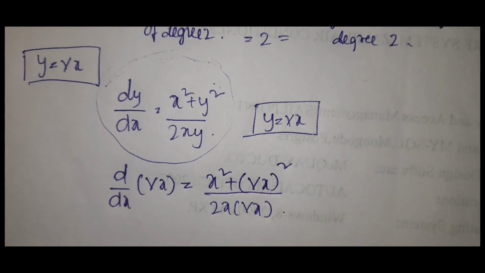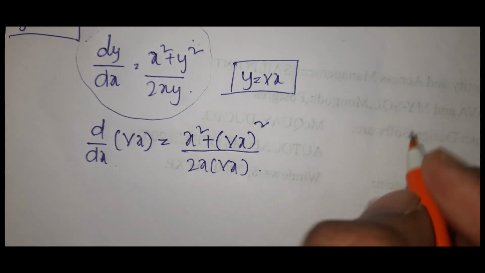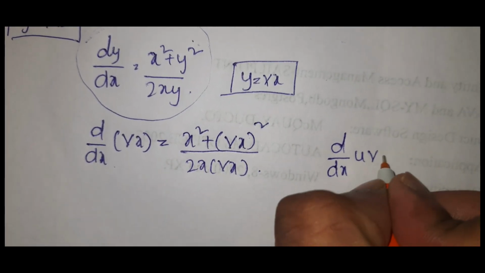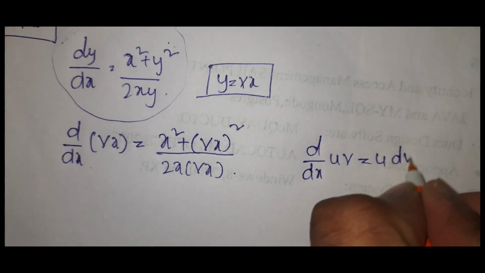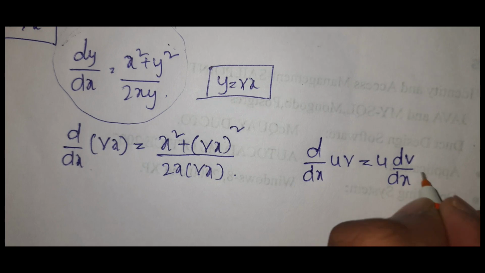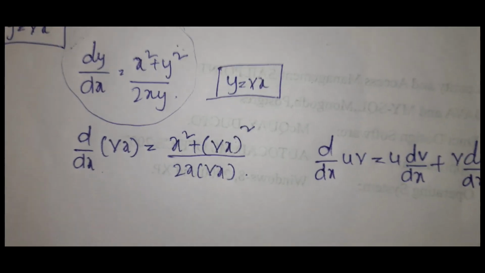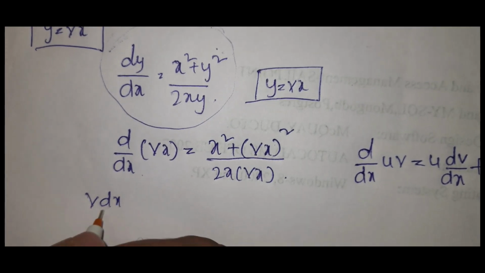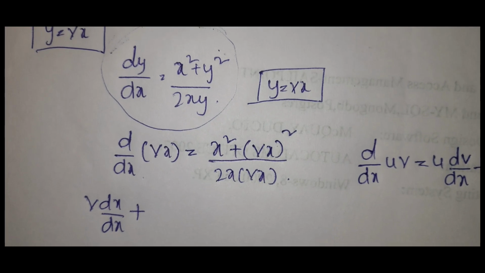Now continue further. If you notice, this is in the form of d by dx of uv. What is the formula? The formula is u into dv by dx plus v into du by dx. So changing here, it becomes v into dx by dx plus x into dv by dx.